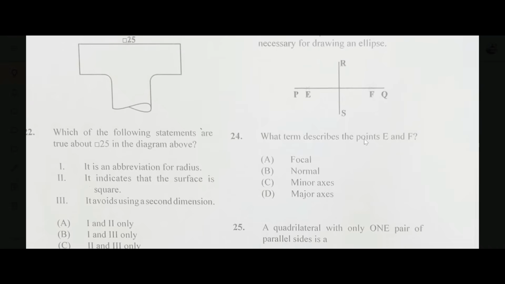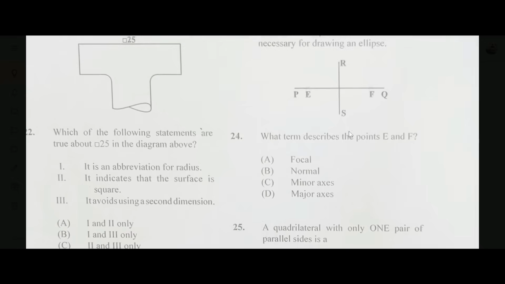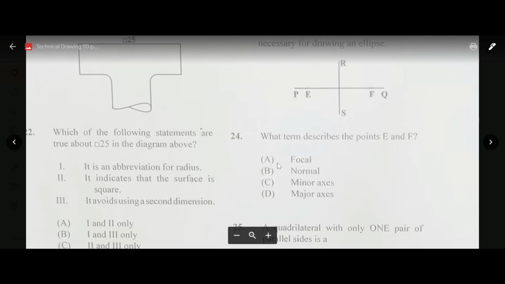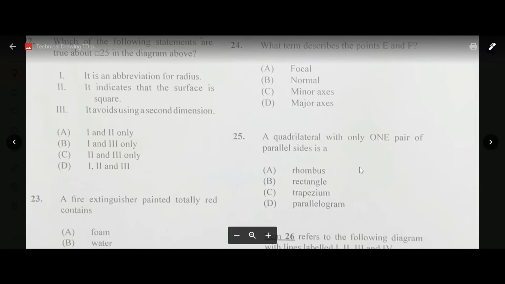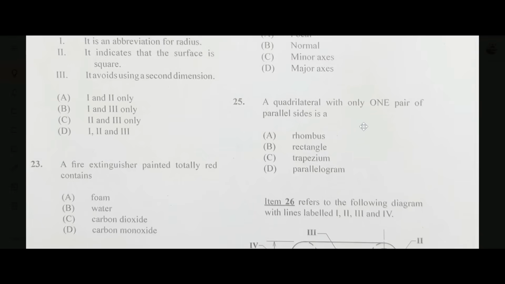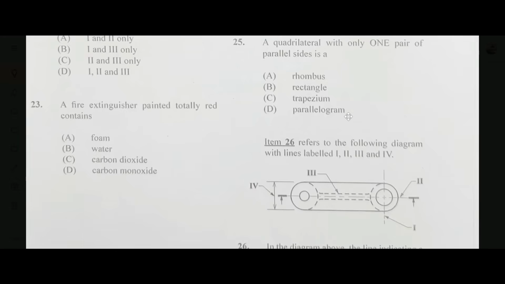Number 24. What term describes the points E and F? So this is E and this is F. Those are focal points in the construction of an ellipse. So that's 24A. Number 25, a quadrilateral with only one pair of parallel sides is a trapezium. A trapezium. C, 25C.